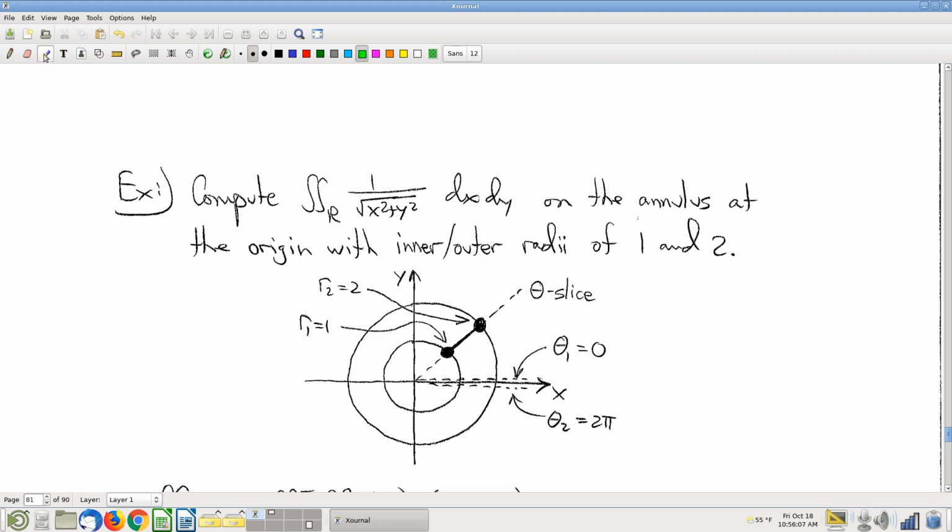On the other hand, it's completely unnecessary because we can just do this in polar coordinates, right? In polar coordinates, well, there's my first slice where theta is 0. Go all the way around. There's my last slice where, what's going on here?